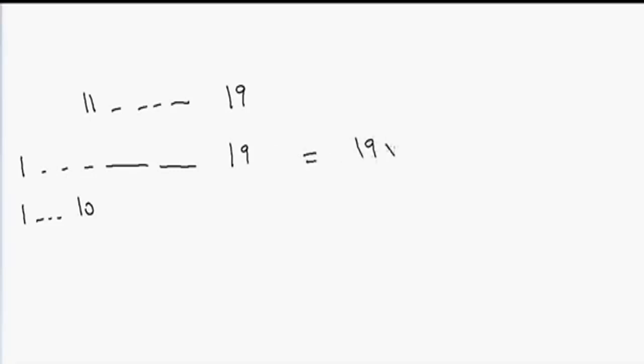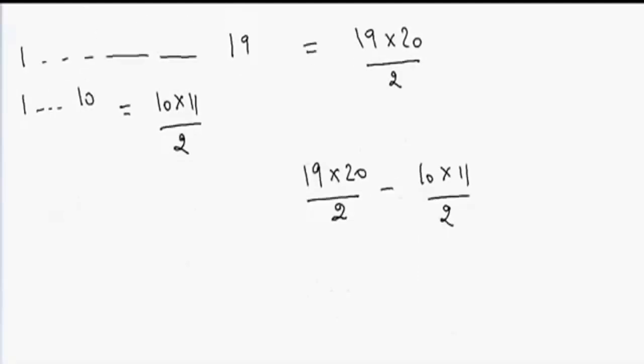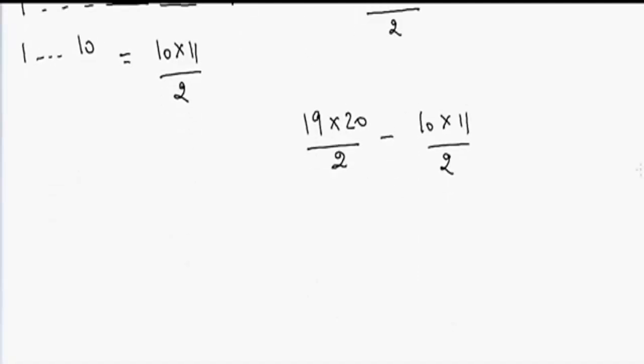Now suppose instead of 1, the number starts from somewhere else, say it starts from 11 and goes until 19. How will I do that? In that case, I'll first add 1 to 19 and then subtract 1 to 10 from it. 1 to 19 will be equal to 19 into 20 divided by 2, and 1 to 10 will be equal to 10 into 11 divided by 2. If I subtract both, that will be 19 into 20 divided by 2 minus 10 into 11 divided by 2. That's how I can do the addition in a sequence which does not start from 1.